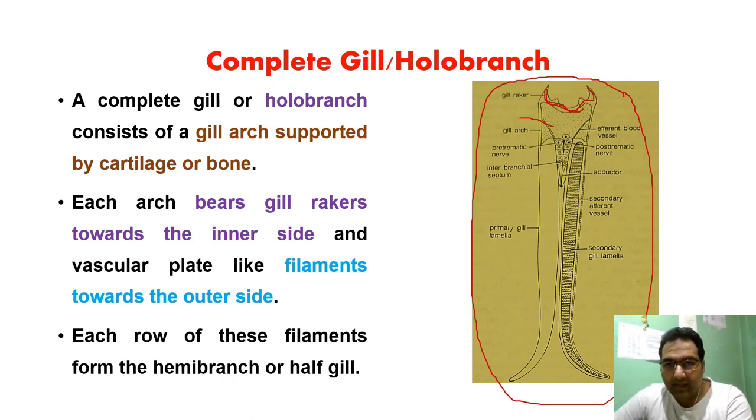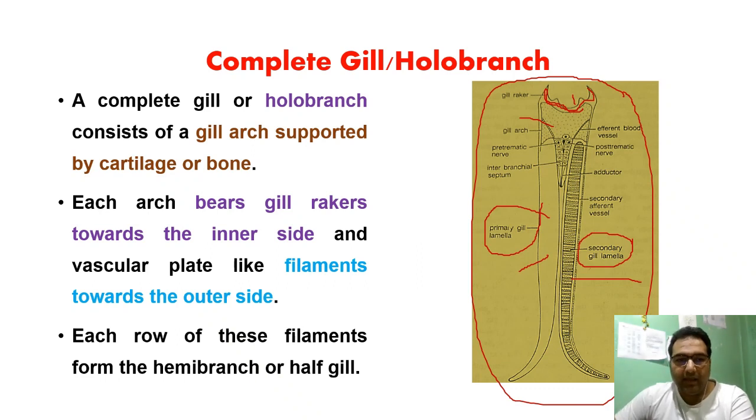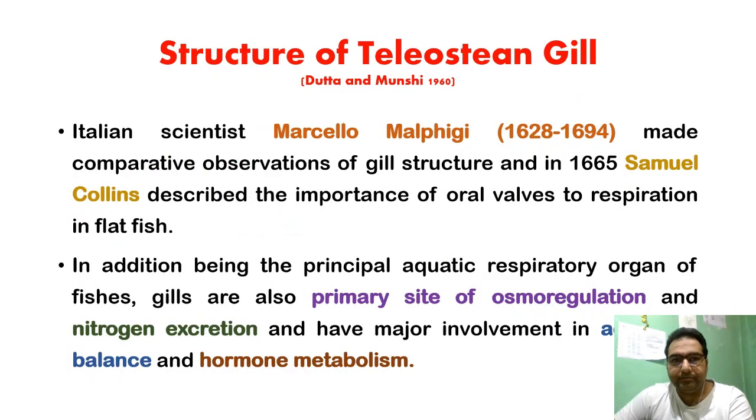The gill rakers are toward the inner side, and the gill filaments, the gill lamellae, are toward the outer side. So these are the primary gill lamellae, and on the primary gill lamellae are present the secondary gill lamellae. Half of the gill is the hemibranch. Each row of these filaments forms the hemibranch, or half gill. So gill rakers are toward the inner side, and gill filaments are toward the outer side.